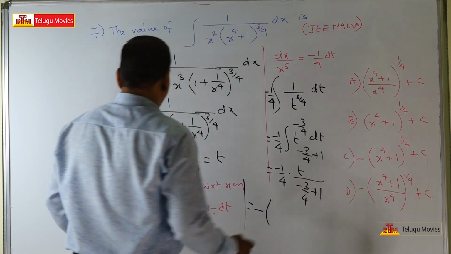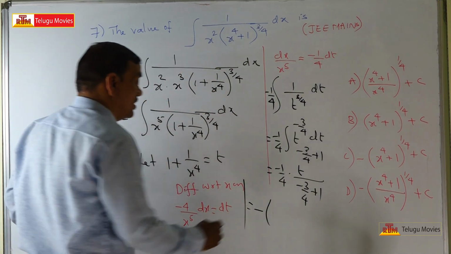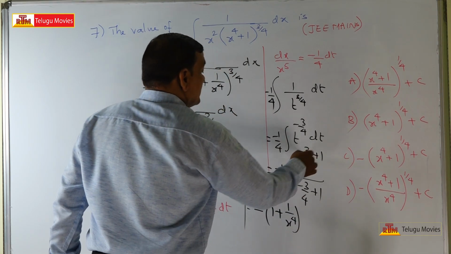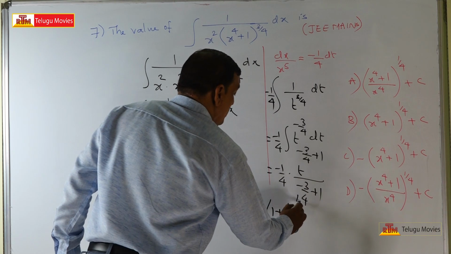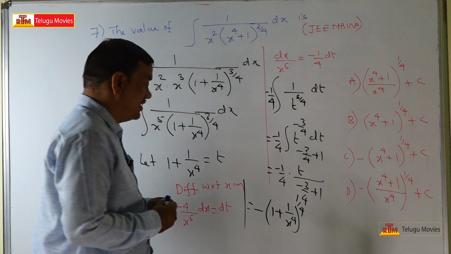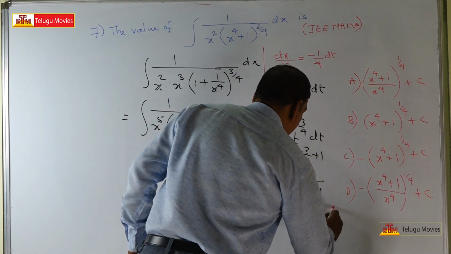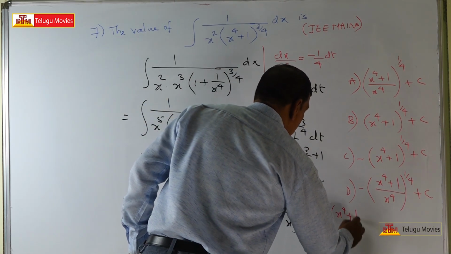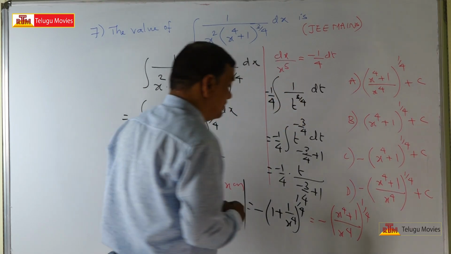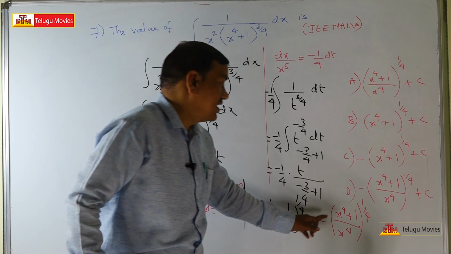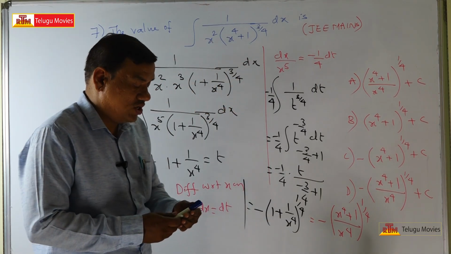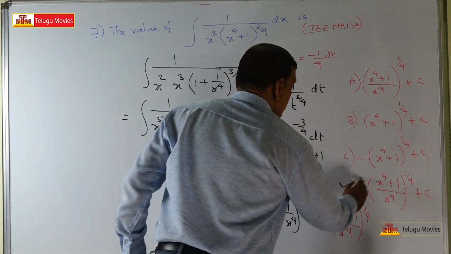So on the whole, this will become minus t power 1 by 4. What is the t value? It is 1 plus 1 by x power 4, whole power 1 by 4, since minus 3 by 4 plus 1 is 1 by 4. In another form we can also write it as minus (x power 4 plus 1 upon x power 4) whole power 1 by 4. So option D is the right answer.